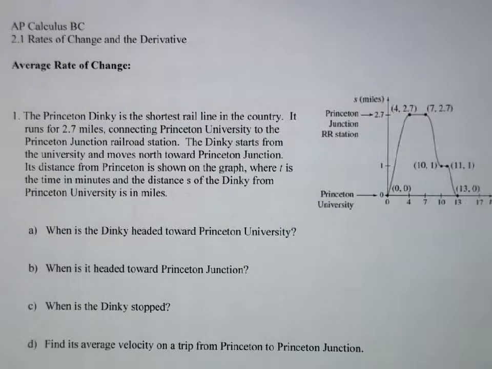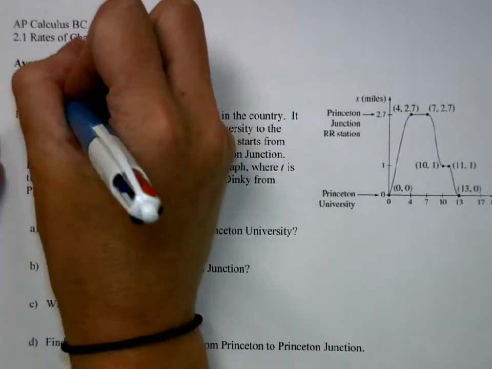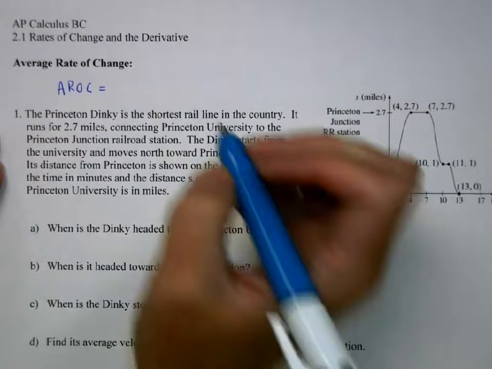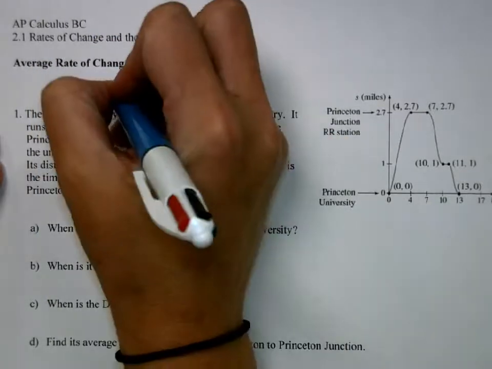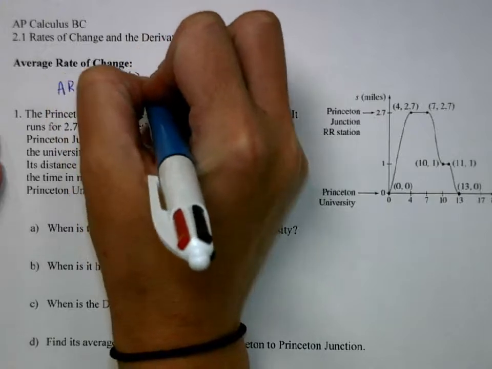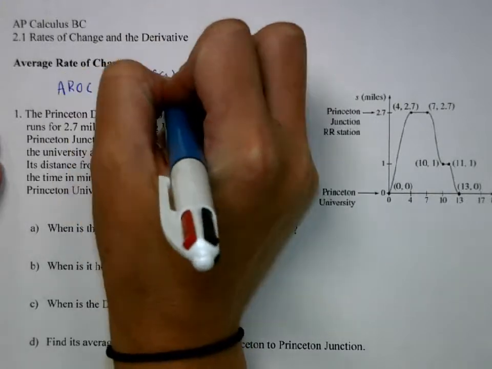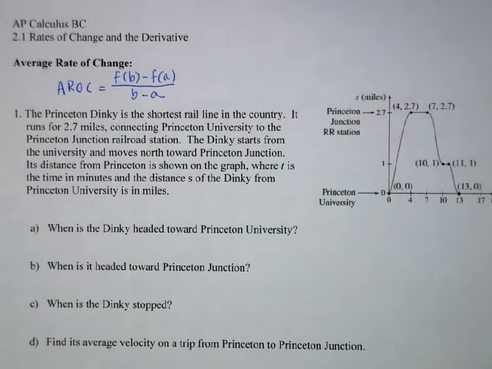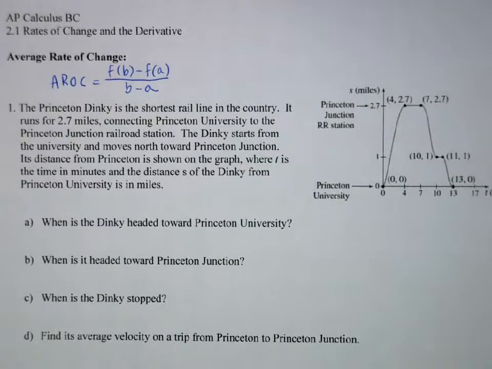Hello. Today in calculus we are going to learn about average rate of change and how that relates to something called the derivative. So the average rate of change, or AROC if you want to call it that, is essentially the slope. It's going to be f of b minus f of a over b minus a. So let's look at an example here.